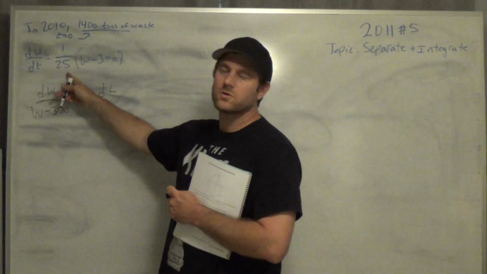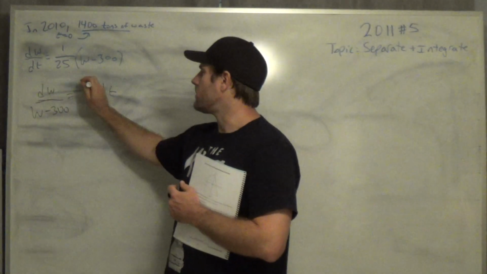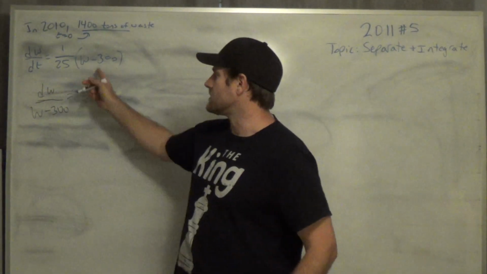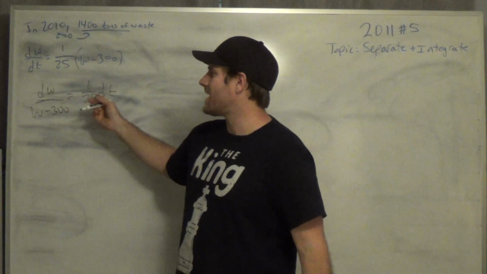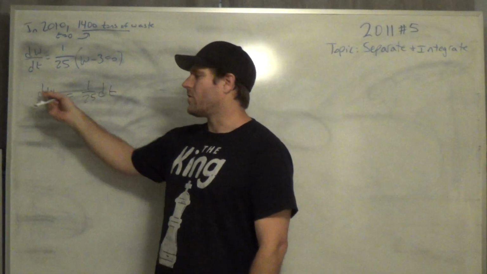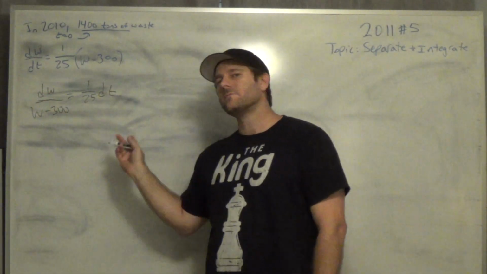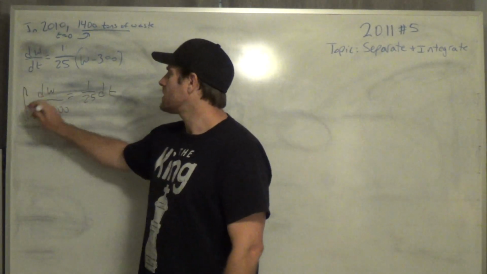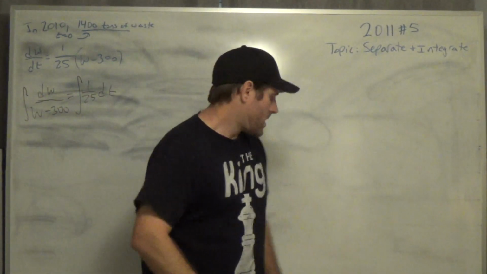What about this 1 over 25? He's got nowhere to go. He just stays put. And that's all we do for separating. This divides to the other side, this multiplies. The 1 over 25, you could multiply 25 to the other side, but the more you bring over, the more you got to bring back. You're better off just leaving it. So that's separating. And now we're going to integrate.